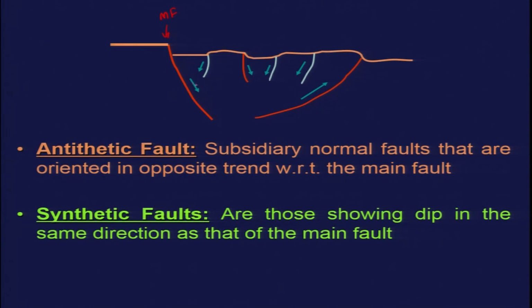So in this, this is the main fault, these are dipping opposite, and these are dipping in the same direction. So they are dipping in this direction, and those are dipping opposite to that. The opposite ones are termed antithetic faults, and those in the same direction are termed synthetic faults. So the main antithetic fault is this one, and this is the main normal fault.